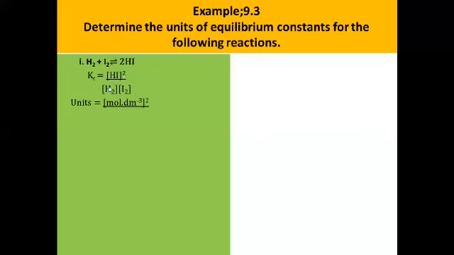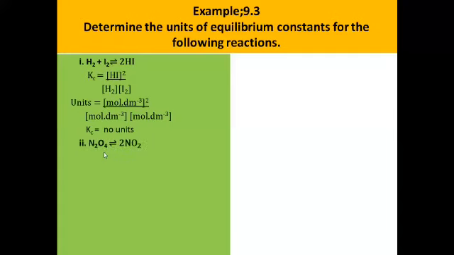Now we will write the molar concentration of hydrogen and iodine also. Mole per decimeter cube for hydrogen and mole per decimeter cube for iodine. And in the numerator we have 2 moles per decimeter cube. These will cancel out with the 2 moles per decimeter cube in the denominator. As a result, Kc has no unit. In this case, the number of moles of reactants is equal to the number of moles of products. Hence, Kc has no units.